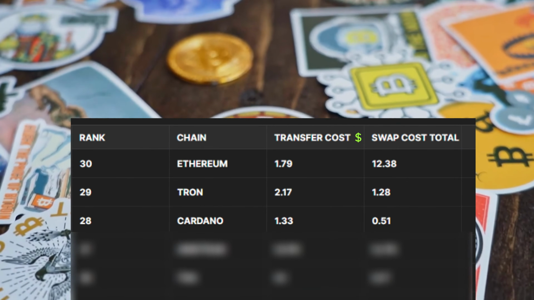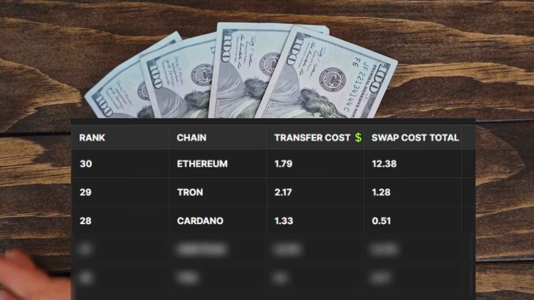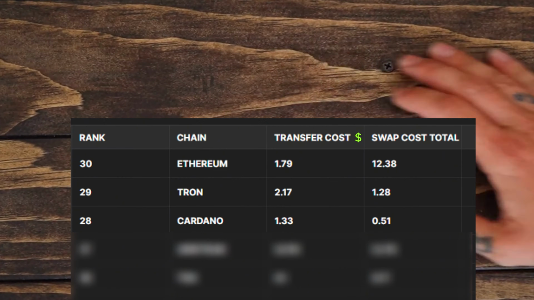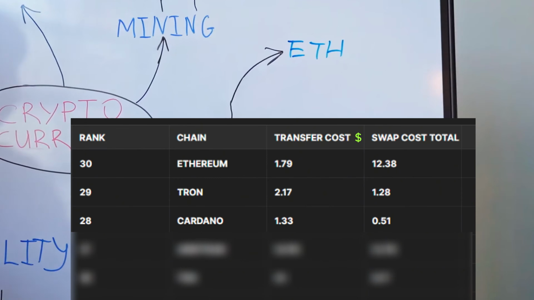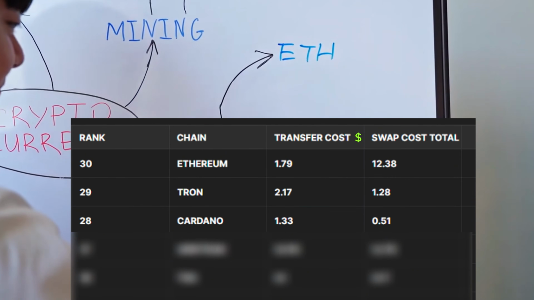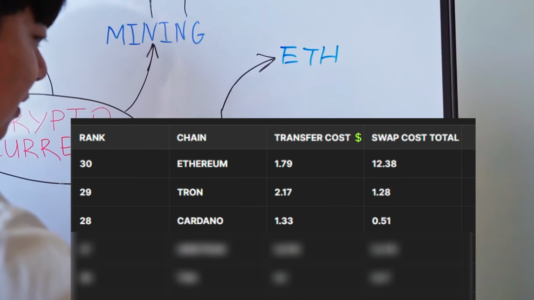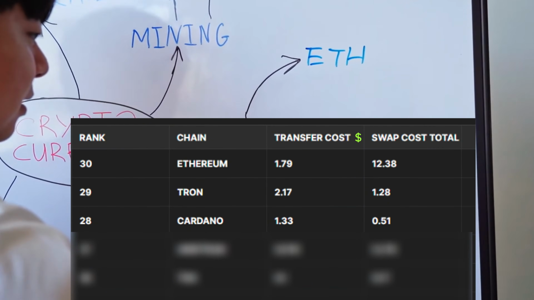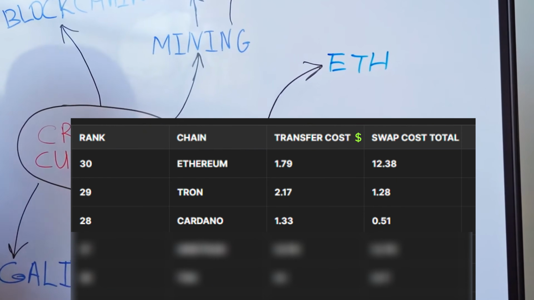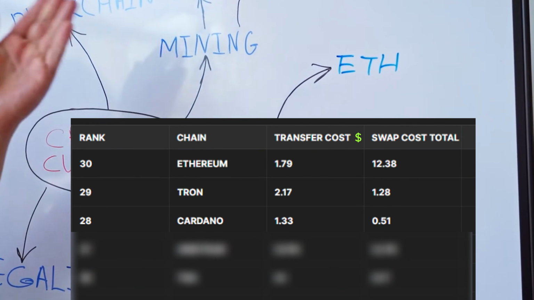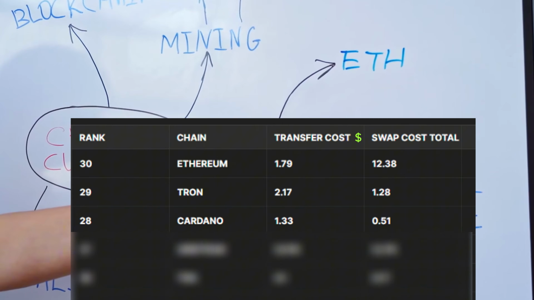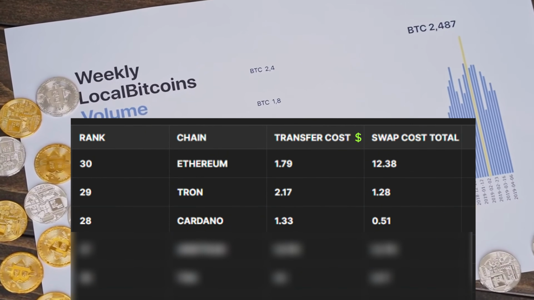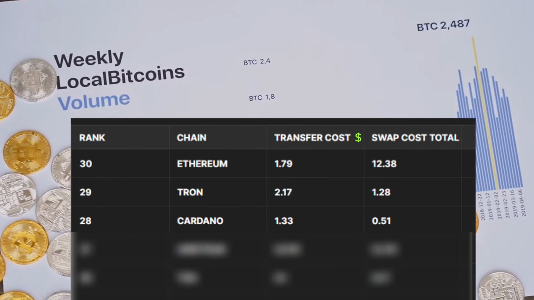At 28, we have Cardano, the favorite chain of the soy jacks. And they always keep saying to me on Twitter that this is a very affordable chain to use, but it really isn't. The transfer cost is sitting at $1.33. Bear in mind that it's actually a bit cheaper when you transfer ADA, because there's an additional fee attached when you're sending any other asset, whether it's an NFT or another token on Cardano's chain. But nonetheless, it is quite expensive to send them.